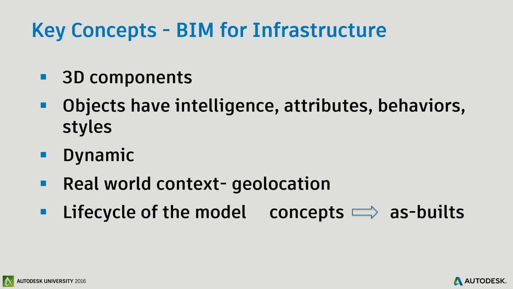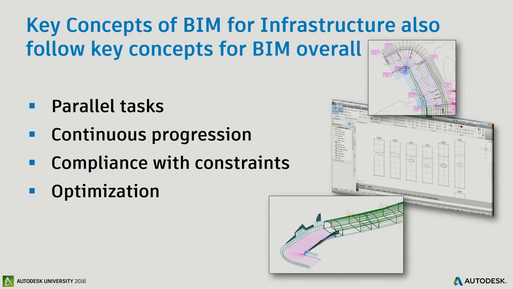So a quick review. BIM for infrastructure, that model has to be 3D. The objects have to have intelligence with attribution, behaviors, and styles. They have to be dynamic. They have to have real-world coordinates. We have to know where they are on Earth. And then they have to live throughout the life cycle.